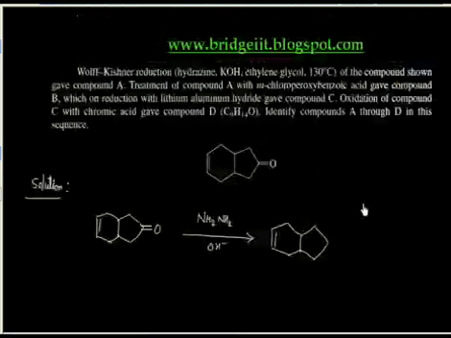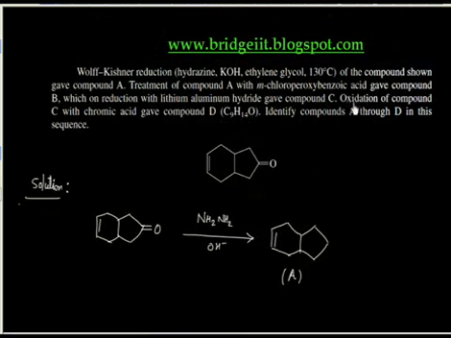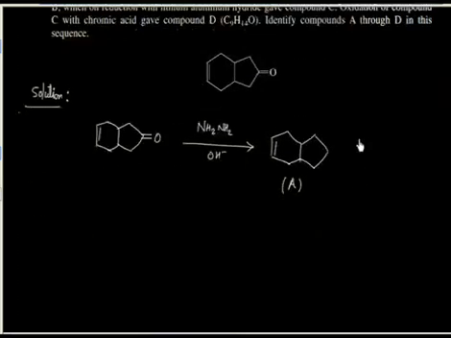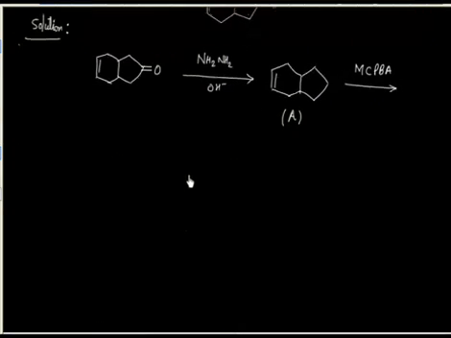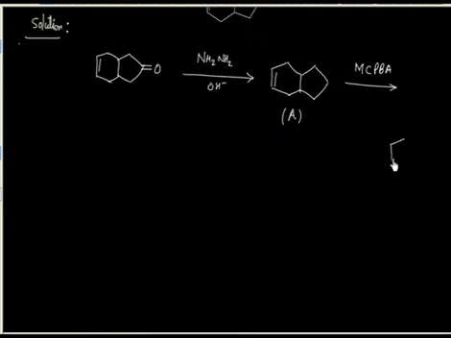Now the next step: this compound is compound A. Compound A on treatment with metachloroperbenzoic acid, MCPBA. If you remember, metachloroperbenzoic acid gives epoxide formation. So in the next step you will have one epoxide. So you have a 5-membered ring here, but now this side you have an epoxide. So this compound is the epoxide.